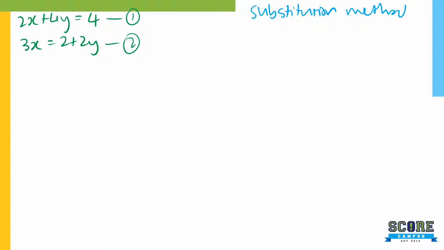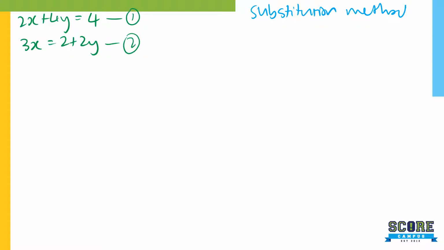Now, because it's a substitution method, what you are aiming to do is substitute a variable. You have to understand one thing first: you can only solve an equation if it has only one variable. So your purpose here is to have one equation and one variable. That's the main aim.